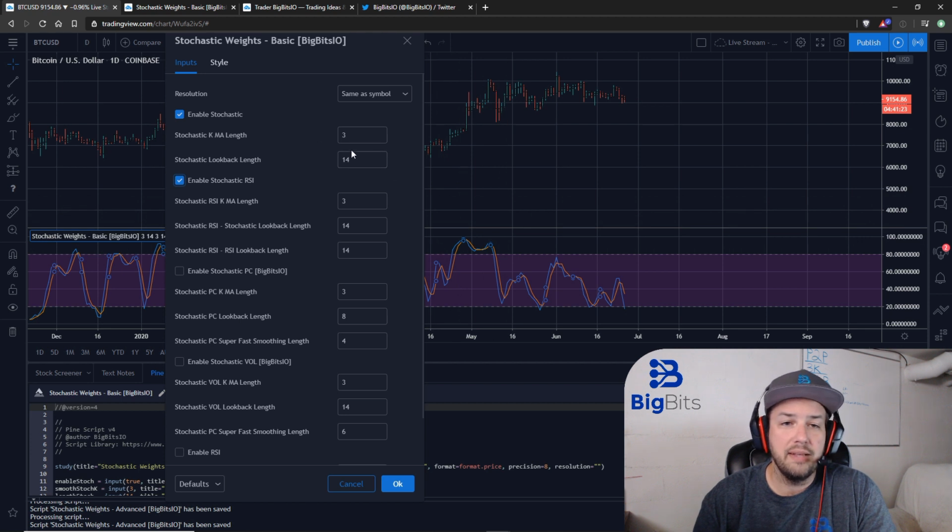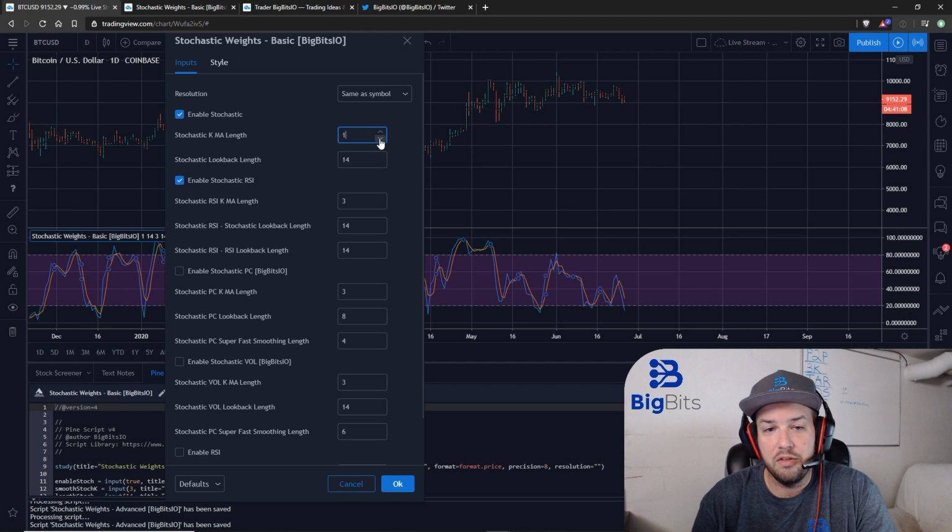And of course, you have all of your basic stochastic options here, such as your K length. Now, the built-in TradingView stochastics are all slow stochastics, which means they are smoothed out 3 periods on their K value. And you might be aware that the fast stochastic, if you've seen my TradingView indicator series about stochastic, you'll know that the fast stochastic is just a 1 period SMA, or the actual K value of the stochastic, and you can actually change this to the fast stochastic just by changing the KMA length to 1.